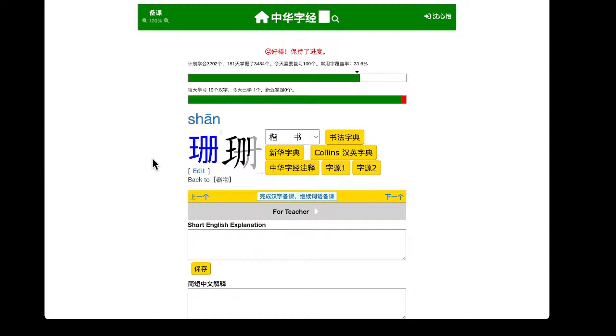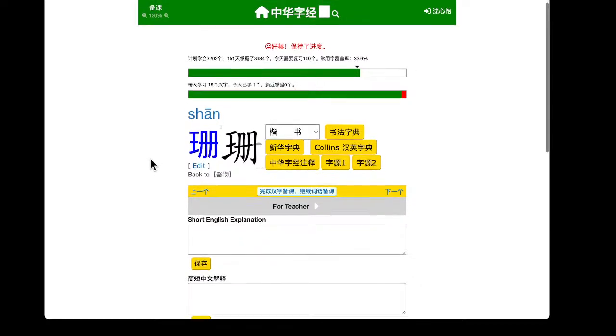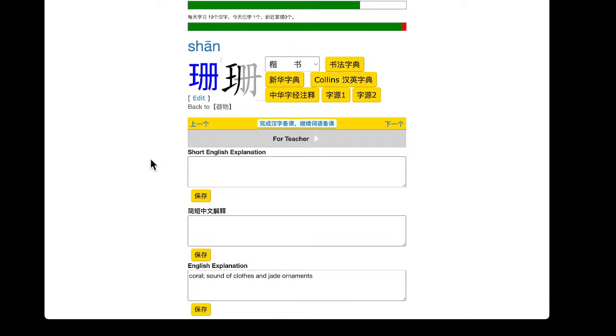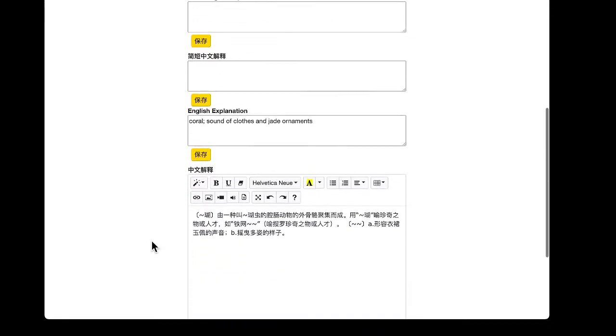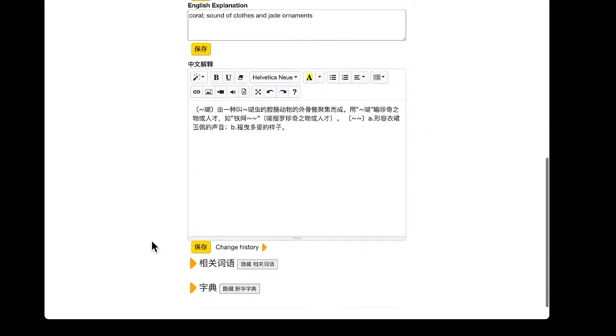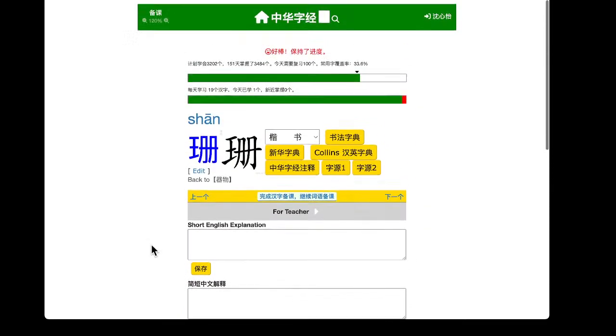Okay, so today's first character is shan. Now, shan means coral, or jade ornaments. It goes with the jade radical. So every time you see this part on the left, that means related to jade.